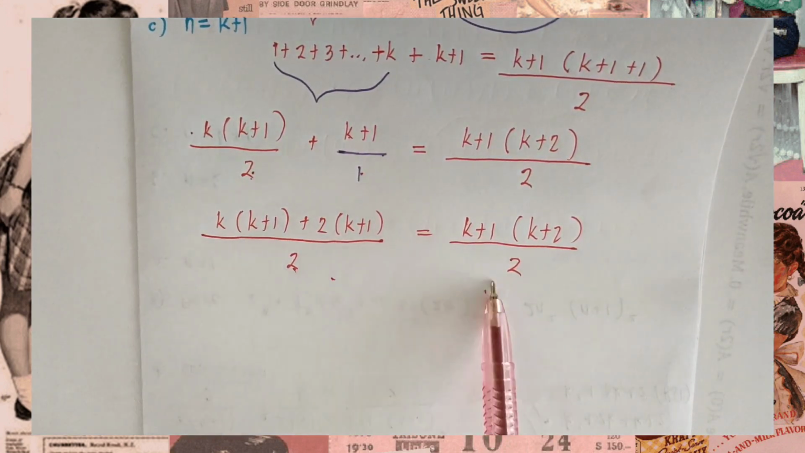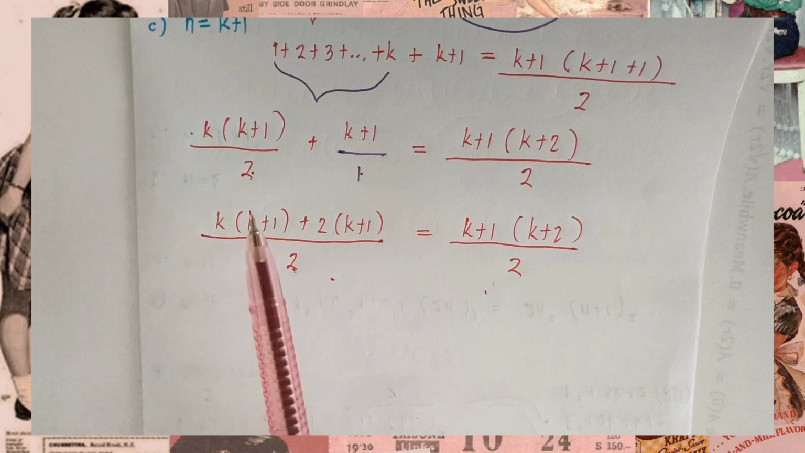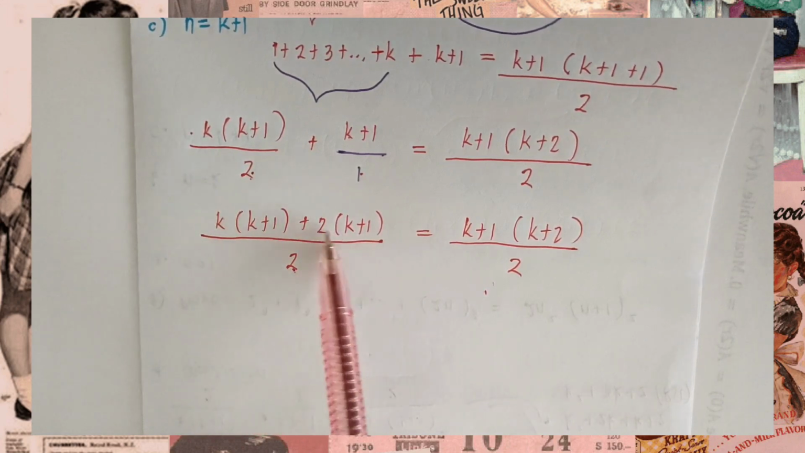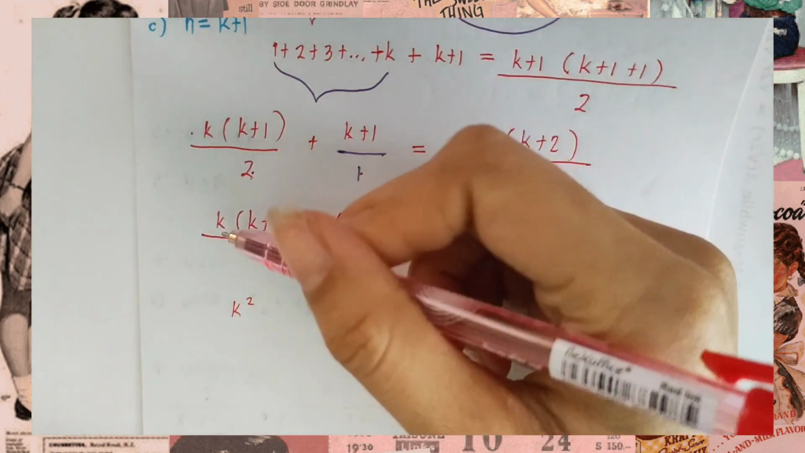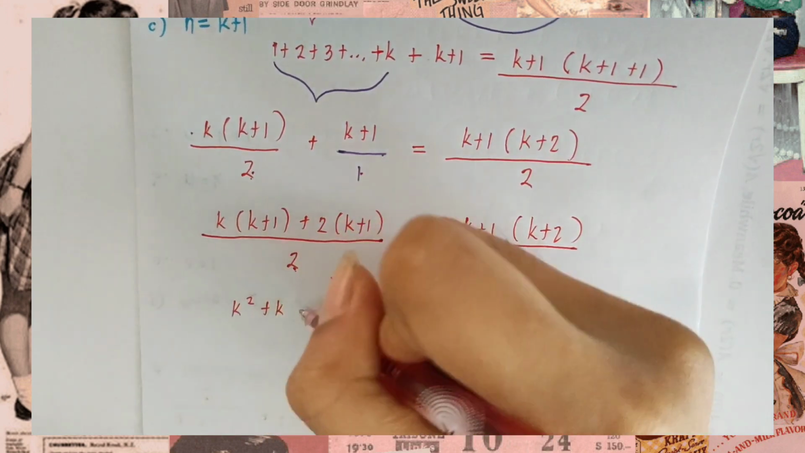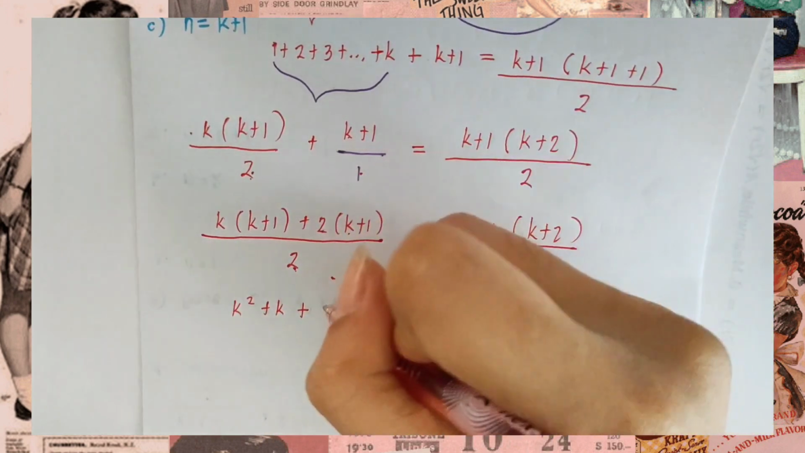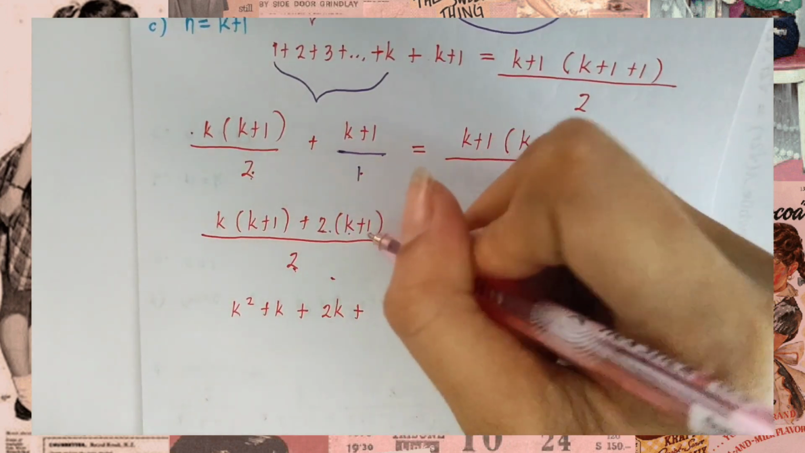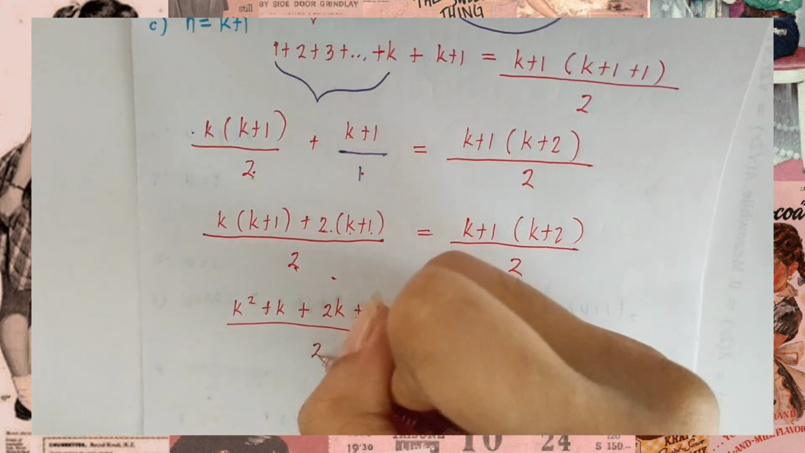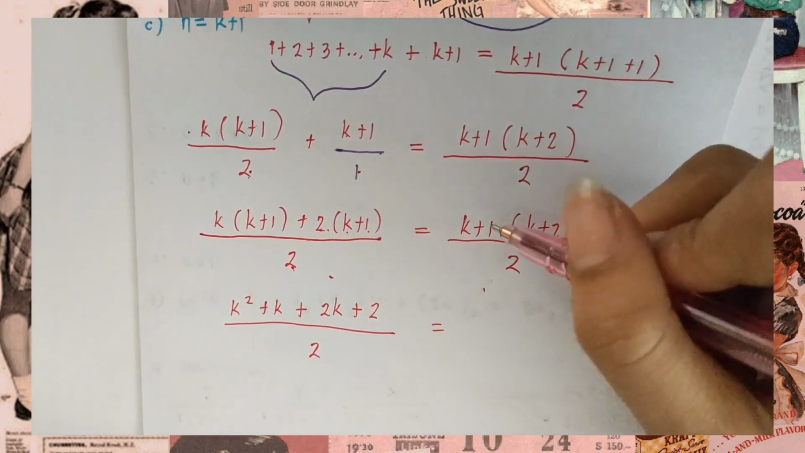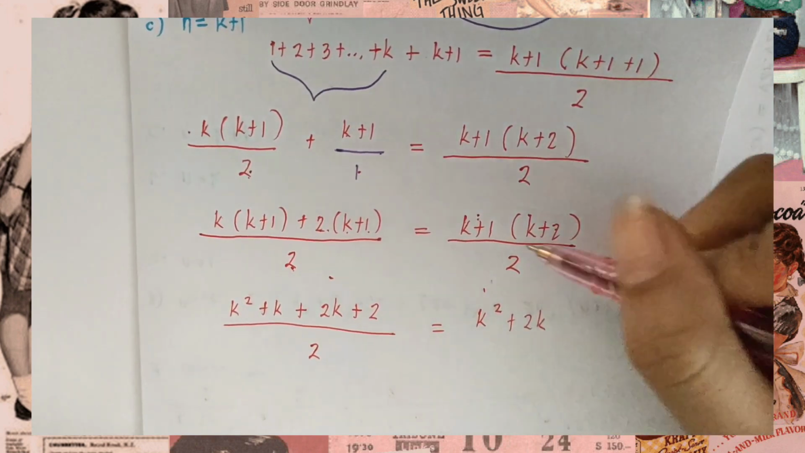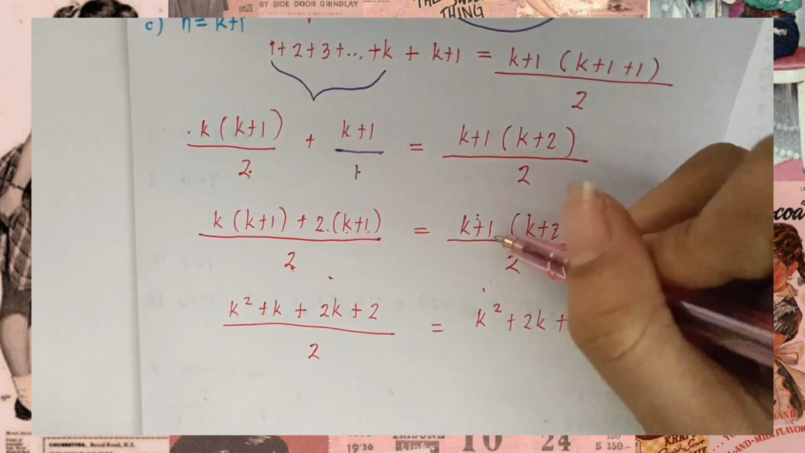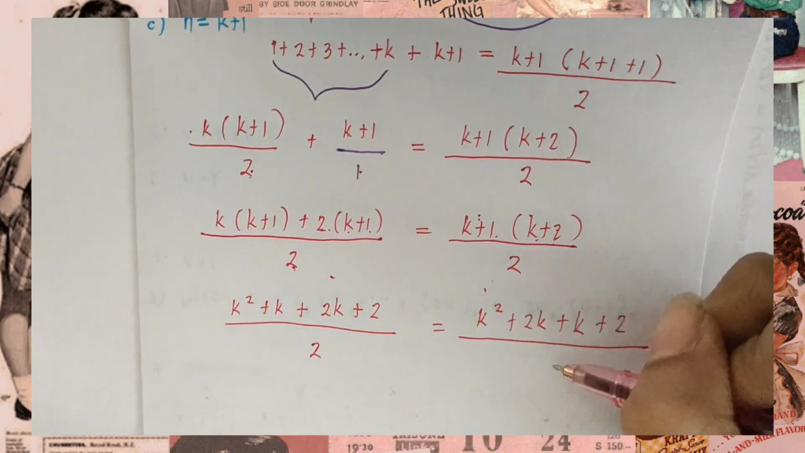Since the denominators are the same, let us focus on the numerator and see if they will balance. So let us now distribute these terms. We have k times k is k squared. K times 1, that is k. Plus 2 times k is 2k. Plus 2 times 1 is 2. Same here, FOIL method. K times k, k squared. K times 2, that is 2k. 1 times k is k. 1 times 2 is 2 over 2.